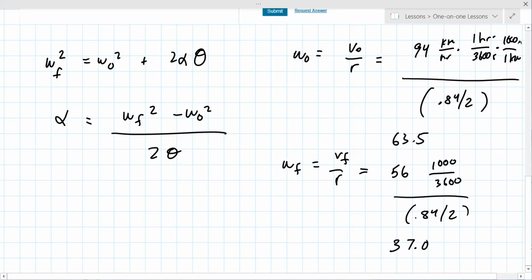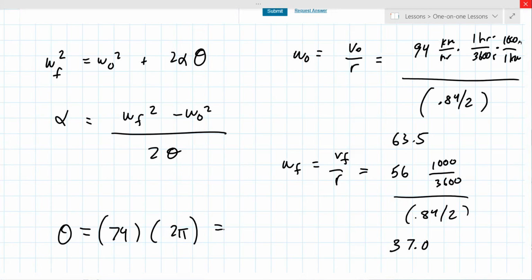And then to find the angle, we can find it from the number of revolutions. It's 74 revolutions times 2 pi radians. So we'll get that number there: 74 times 2 pi radians, which is 464.95557.